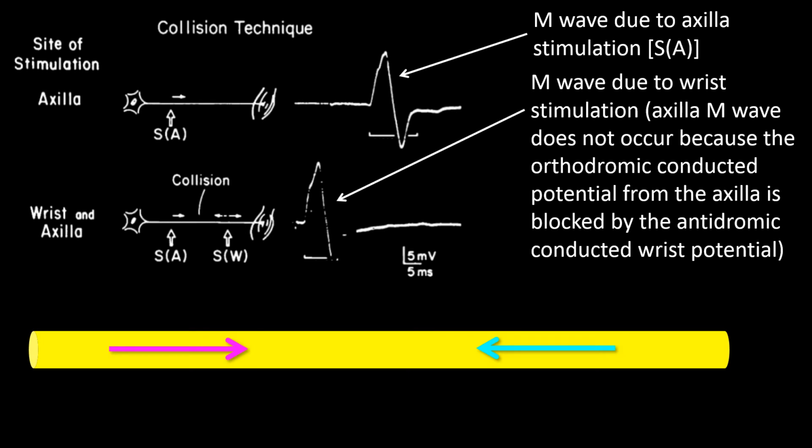As you can see in this frame, the arrows are going towards each other. Above, the yellow cylinder representing a nerve fiber. The arrows are now getting closer. They represent the approximation of the wave from the axilla to the wrist. Now they are colliding.